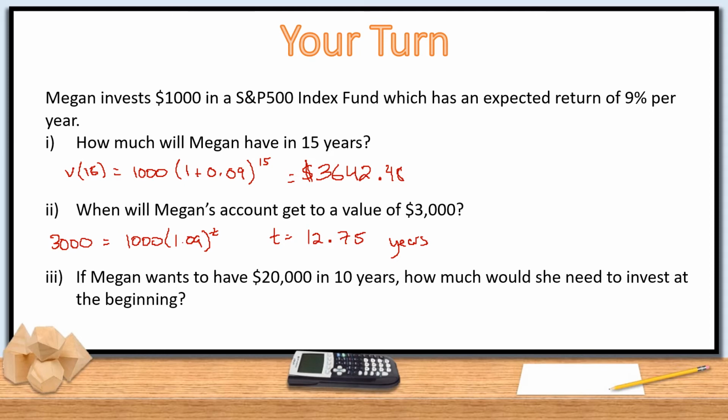Megan wants to have $20,000 in 10 years. Now, this is an interesting one. So you're like, I know what my goal is. I know what my time horizon is. I know what the interest rate is going to be, supposedly. Remember, this is not a guaranteed thing. It changes every year. Like last year, the interest rate was actually 31%.